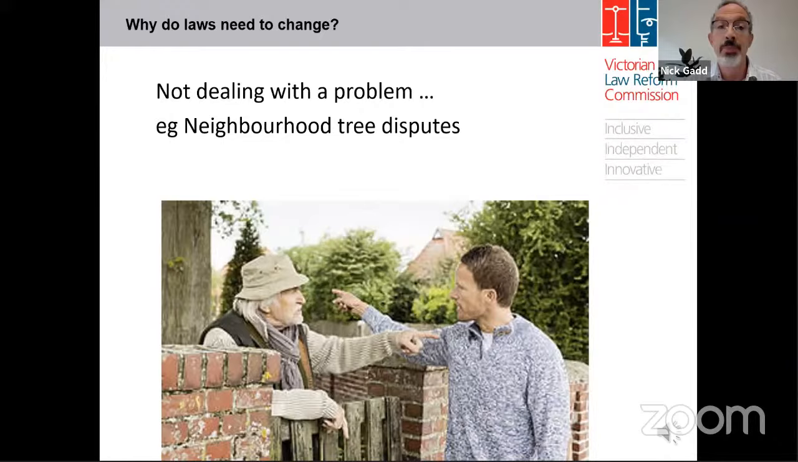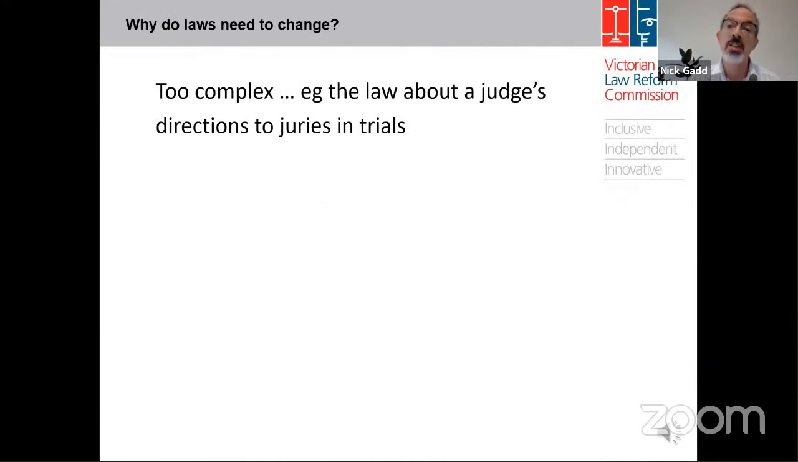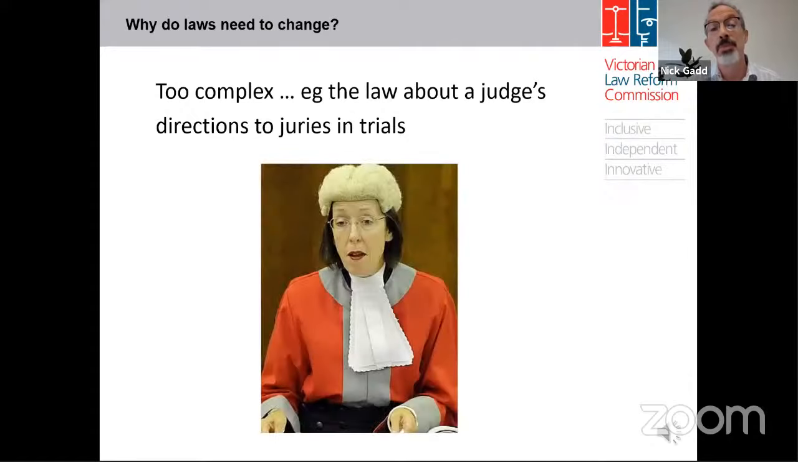Another reason why the law may need to change is it may be too complex. An example of this is the law around the instructions that a judge can give to the jury in a trial. These are instructions where the judge has the job of explaining the law to the jury. Of course, in a trial, it's the job of the jury to decide the facts of the case. It's the job of the judge to explain the law to the jury.